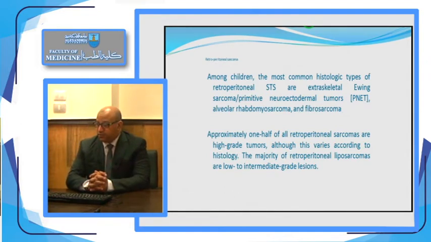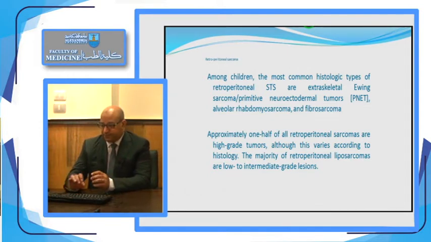Among children, the most common histologic types of retroperitoneal soft tissue sarcomas are extraskeletal Ewing sarcoma, primitive neuroectodermal tumors, alveolar rhabdomyosarcoma, and fibrosarcoma. Approximately one half of retroperitoneal sarcomas are high-grade tumors, although this varies according to histology. The majority of retroperitoneal liposarcomas are low to intermediate grade types.